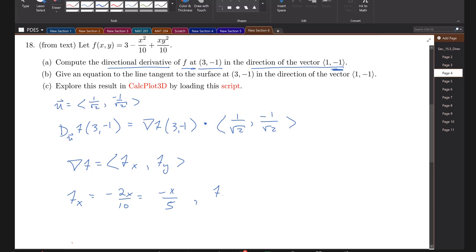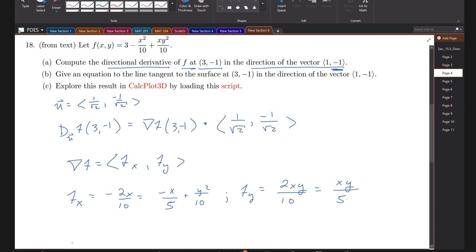Doing the same thing, computing the partial derivative with respect to y. Isn't it plus y squared over 10? Yes, it is. Thank you. I missed that it was dependent on x as well. Plus y squared over 10. Thank you, whoever pointed that out. And then if we go to compute the partial derivative with respect to y, we get 2xy over 10, which simplifies to xy over 5.